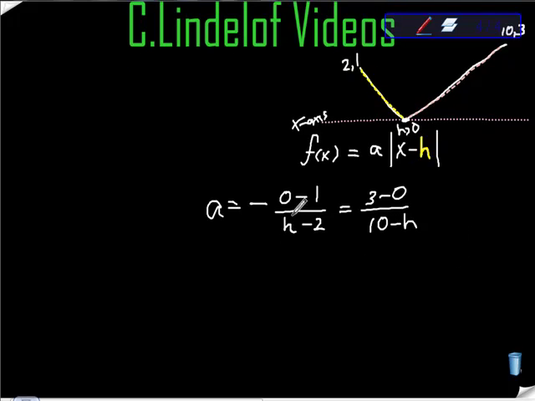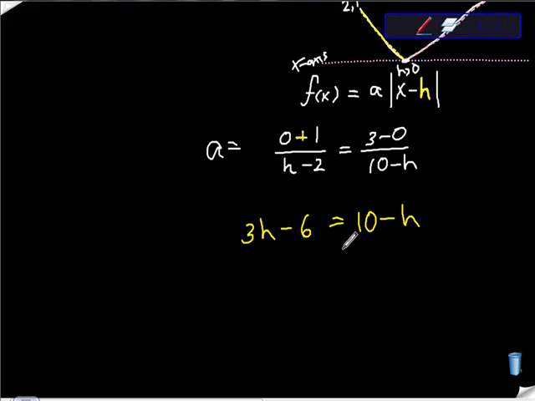So all I'm going to do is cross multiply. I'm going to take the negative sign to the top and arrange it like this. When I cross multiply, I get 3 times h is 3h, 3 times negative 2 is negative 6, and 1 times 10 minus h. I'm going to solve for h: move this h to the left and this 6 to the right, and I get 4h is equal to 16. Divide both sides by 4 and h is equal to 4.